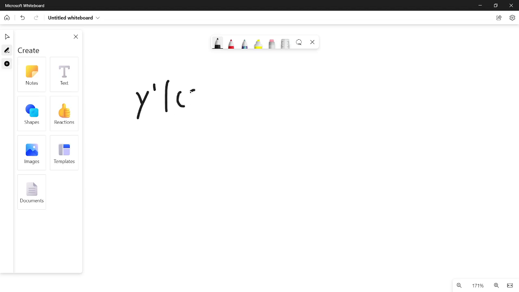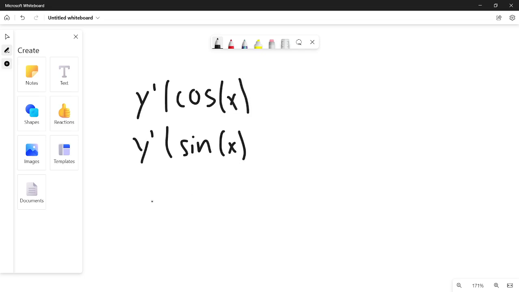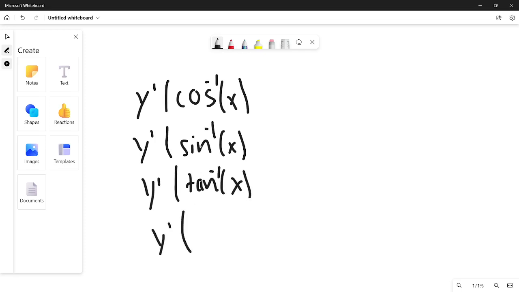So we have cosine, we have sine, we have tangent, or well, all these are arc cosine, arc sine, arc tangent, and they could be either written as arc cosine or cosine to the negative one. You just have to recognize that.